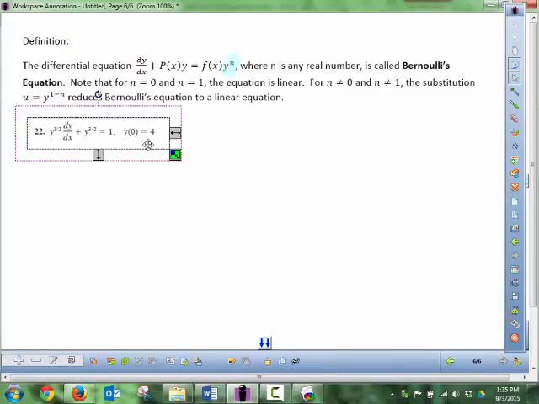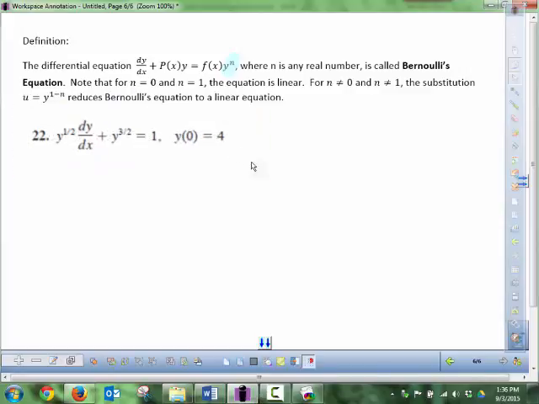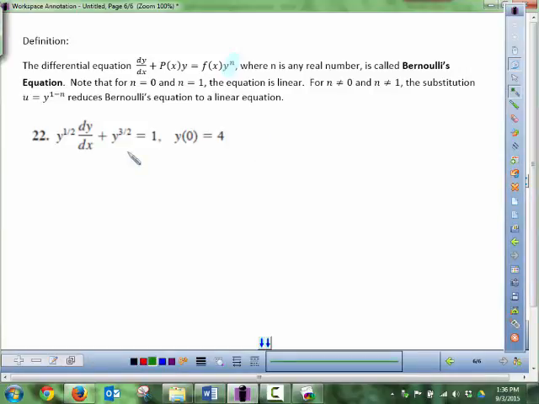So we have an initial value problem, which means we have a differential equation with an initial condition. Now, at this point, when you first look at this, you say, I'm not sure if this is a Bernoulli equation yet. Let's see. Let's figure it out. And to do so, you need to put it in standard form, get the dy dx by itself. So I will divide out by y to the 1/2.